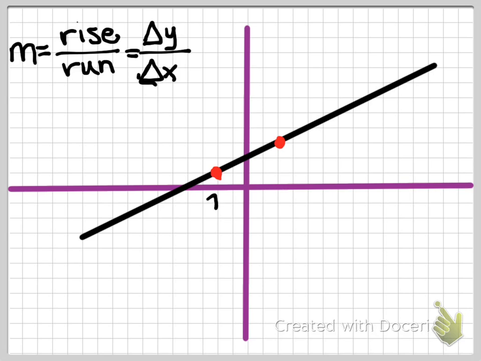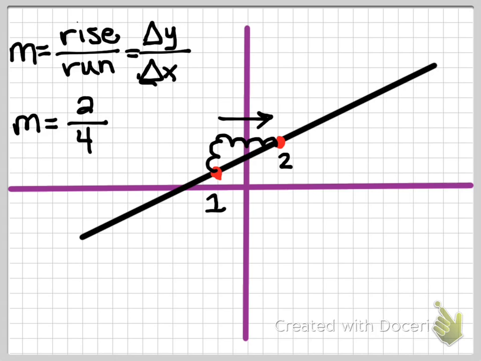So to get from point 1 to point 2, you're going to go up 2. Well, up is positive, so it's a positive rise. And you're going to go over 4. Well, that was to the right, which is also positive. So positive 4 will be your run. What you need to remember with slope is you always have to simplify that fraction. 2 over 4 is 1 over 2.